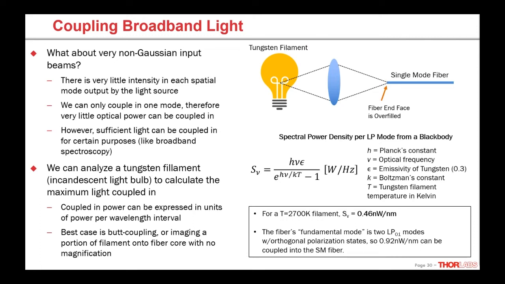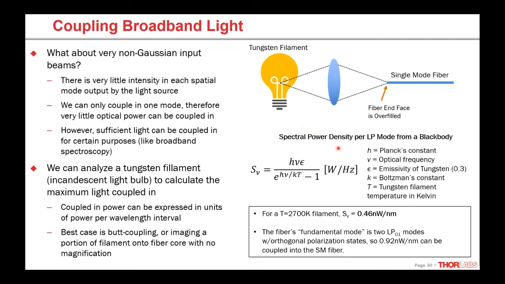Things like broadband spectroscopy, you can couple white light into a single mode fiber. We can do some really interesting science with that. So that's really what we're looking at here. My example is, what if we have a tungsten filament, a glow bar, or incandescent light bulb, and we're going to try to couple as much of that white light as possible into the single mode fiber. How do we calculate that maximum light coupled in?